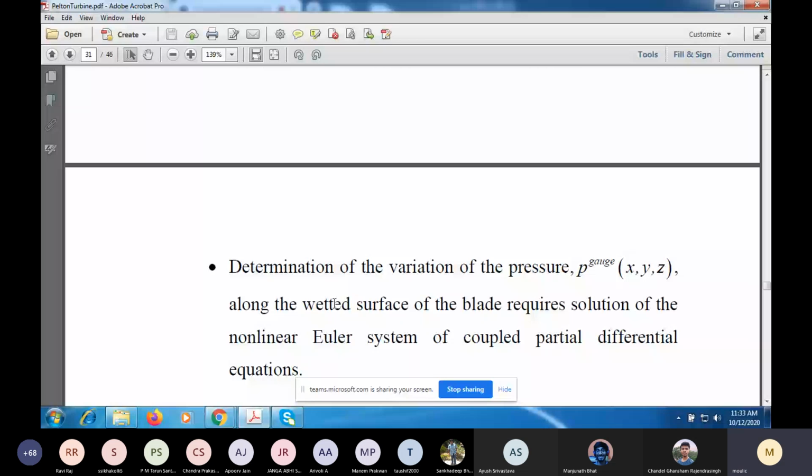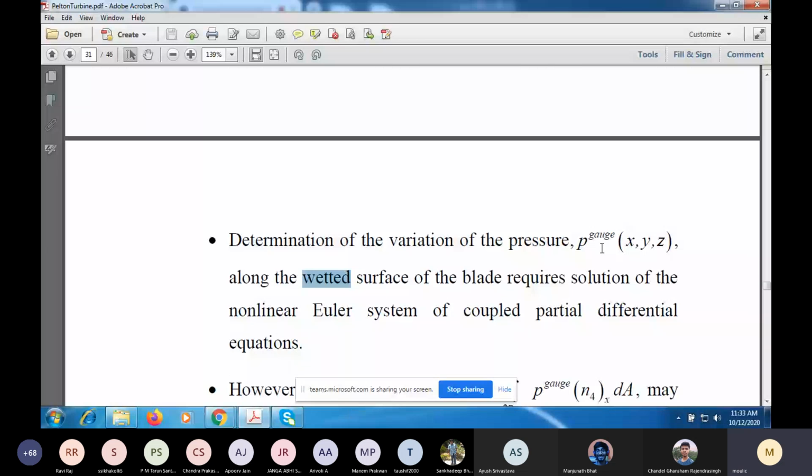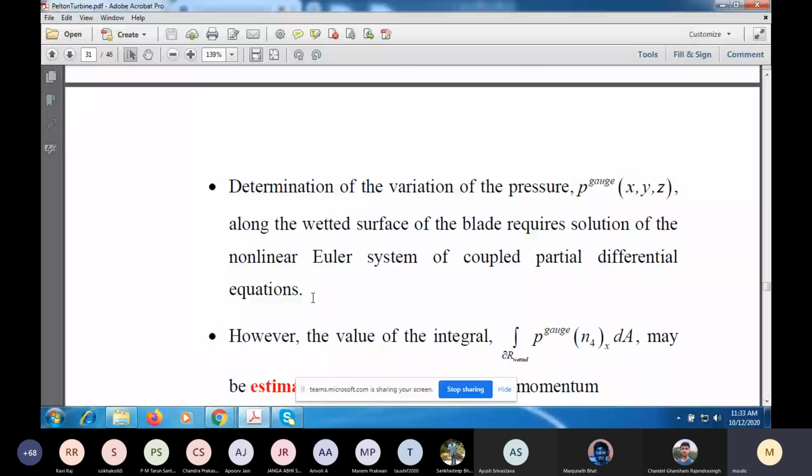So if you move along the wetted surface of the blade, you need to know how the pressure varies along the blade. One way to do it is to solve the Euler equations, but those are nonlinear, coupled equations, and not ordinary differential equations. These are partial differential equations. So that is not easy to do. And if you want to include the viscous effects, then you might as well solve the Navier-Stokes equations. But that will require use of techniques of CFD, or computational fluid dynamics.